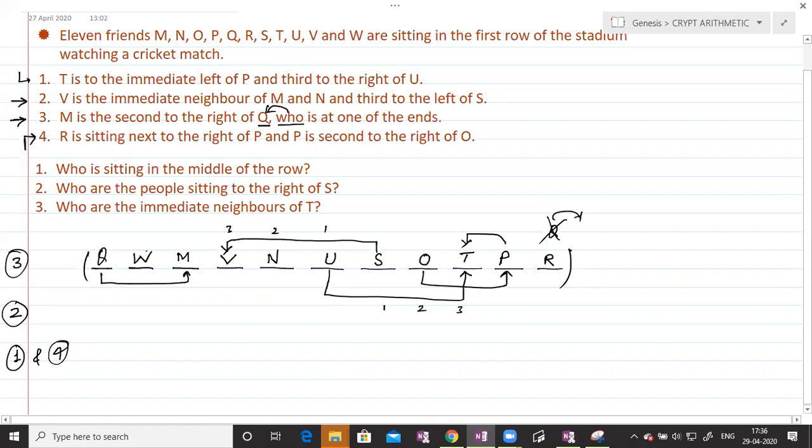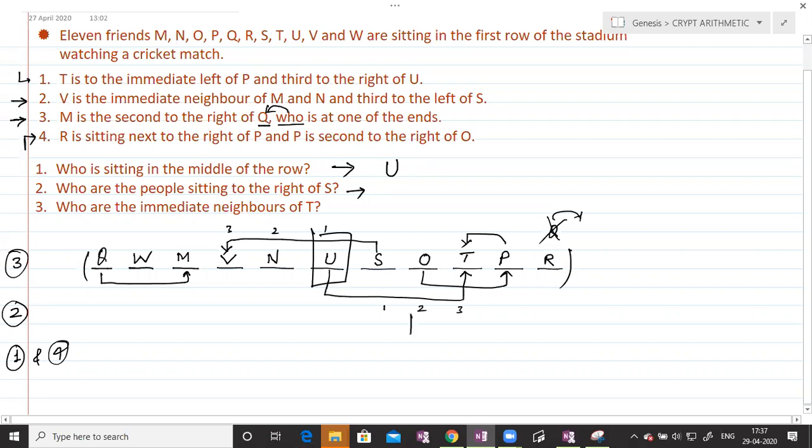I hope everybody got it. Let's check it out, everybody. Q, W, M. Yes, Sharmila. Wonderful. Now look at it, everybody. The question number 1 says, who is sitting in the middle of the row? Of course, the answer is you. Now, who are the people sitting to the right of S?